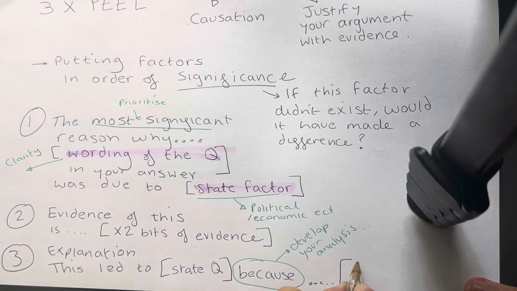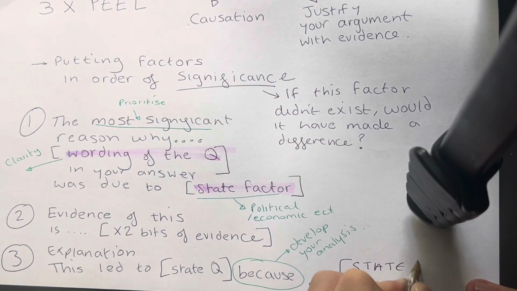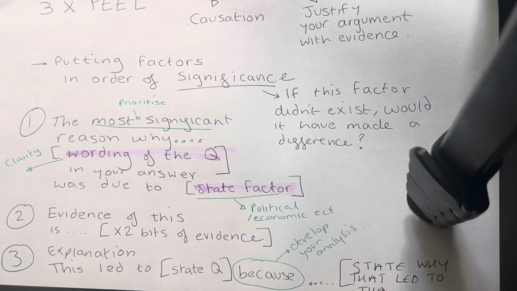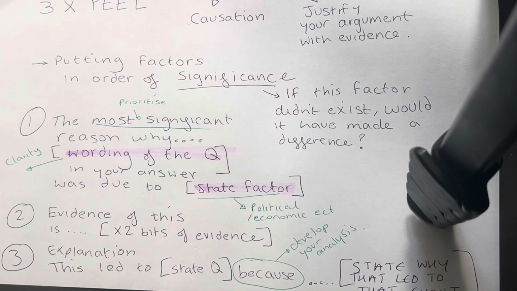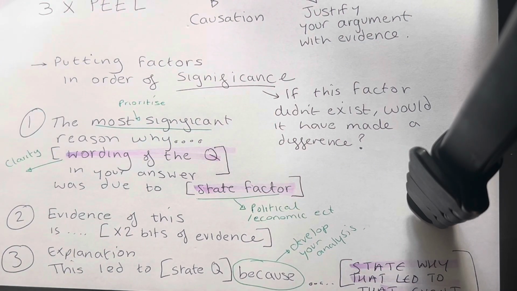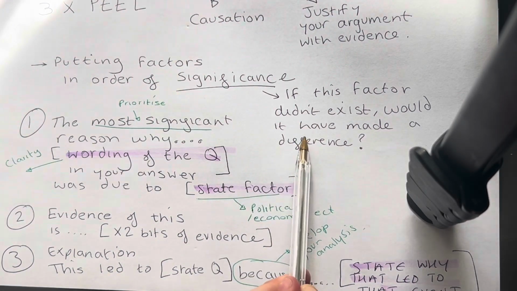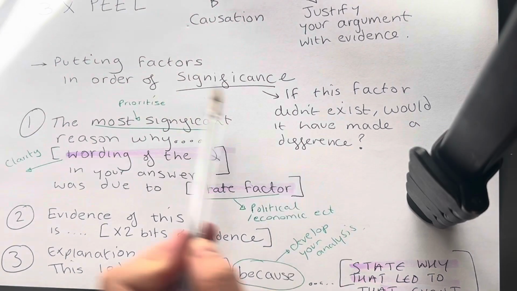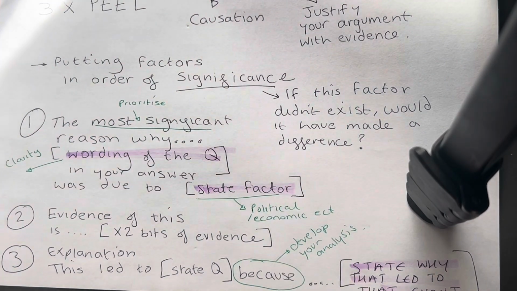And then you need to state why that led to that event. Okay, it's really important that you're able to develop it. And then if you really want to push your answer and consolidate it into that higher level, that's when you can go back to, well, if this factor didn't exist, then the execution wouldn't have happened because, and that really consolidates and strengthens your argument.